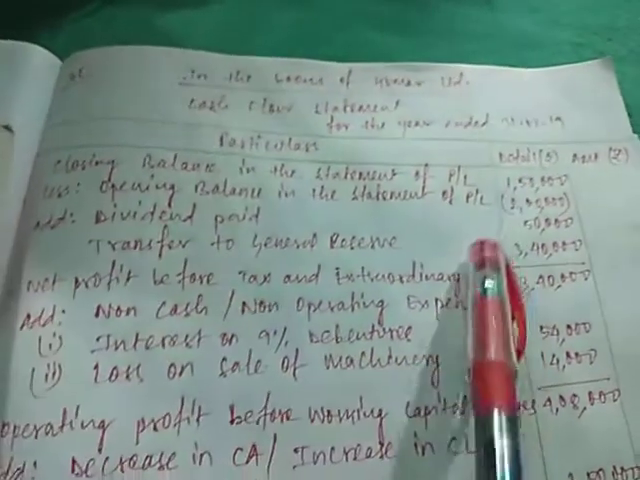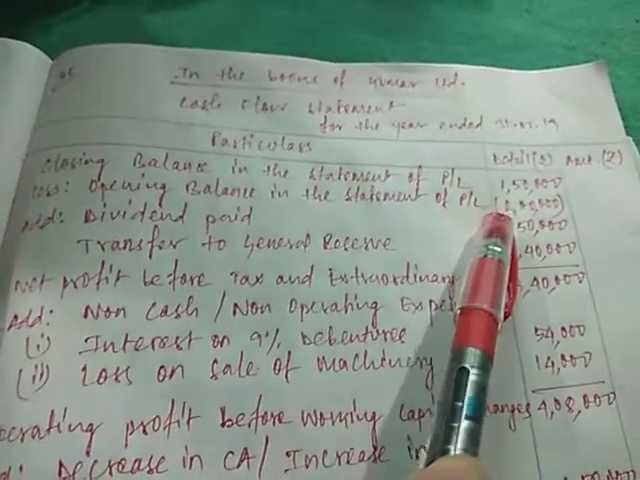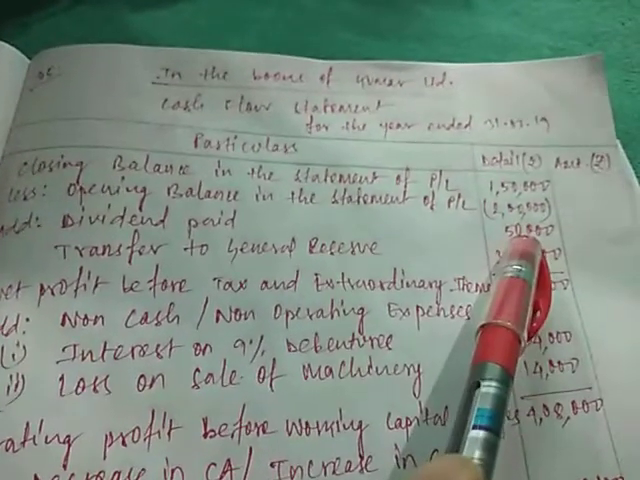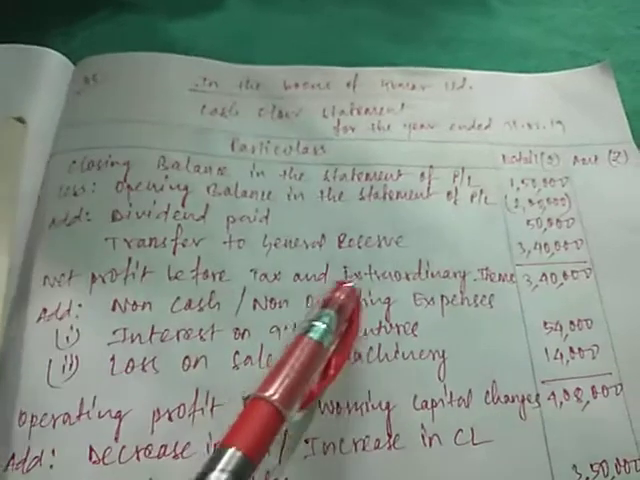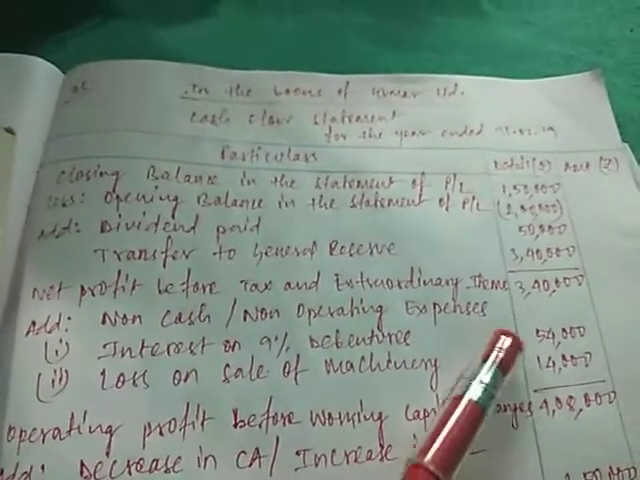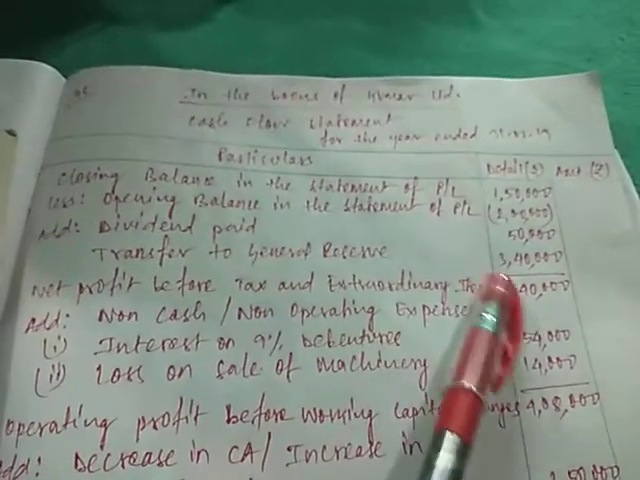When you take the sum of all these, you will find it as 3,40,000. 1,50,000 minus 2 lakh, negative 50, positive 50 cancelled. Now 3,40,000 is the sum of all these items. This is the net profit before tax and extraordinary items. This sum that we got, 3,40,000, is the net profit before tax and extraordinary items.